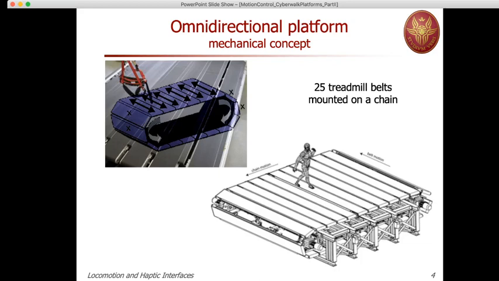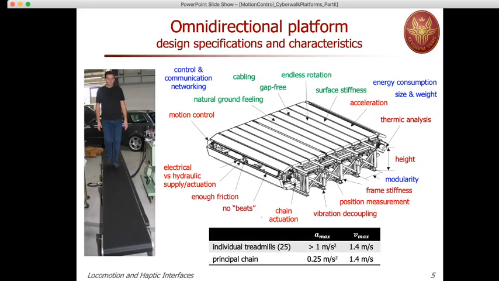Eventually, the full platform ended up with 25 treadmill belts, which are along the direction where this humanoid, or representation of a human, is walking, while those platforms are mounted on a chain which provides the orthogonal direction of motion. We'll see now how this is really set up.